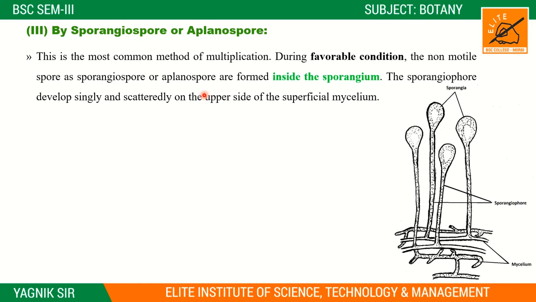And especially these are formed in favorable conditions. These are non-motile spores, the sporangiospore or the aplanospore. Both have the same name. These sporangiospores are formed inside the sporangium. That means this structure is a sporangium, and in this structure the sporangiospores develop. So in the sporangium many sporangiospores are produced.